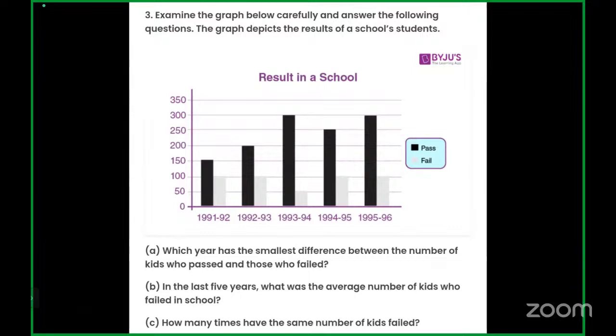Ma'am, do we use the mode, the median, or the range? We use the average. How do we take the average? We sum all the numbers and divide by the total number of quantities that we sum. So, ma'am, that's the mean.